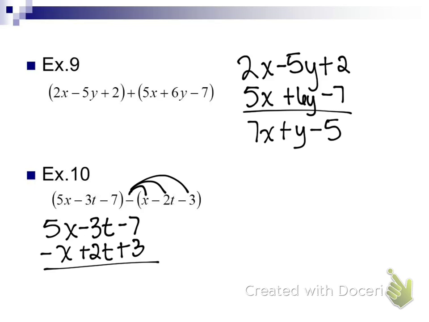Next, we just have to combine our like terms. Jamal Dixon, what do we get when we combine like terms? 4x minus t minus... minus what? 4. Minus 4. Good.